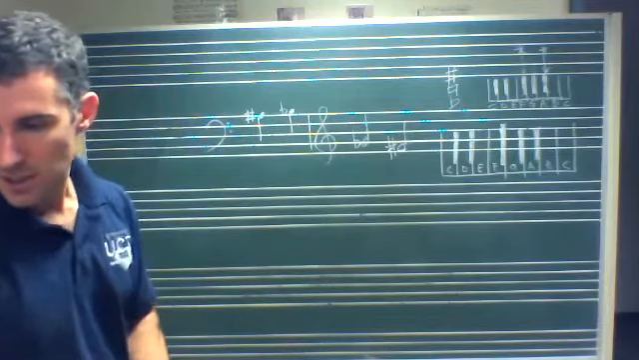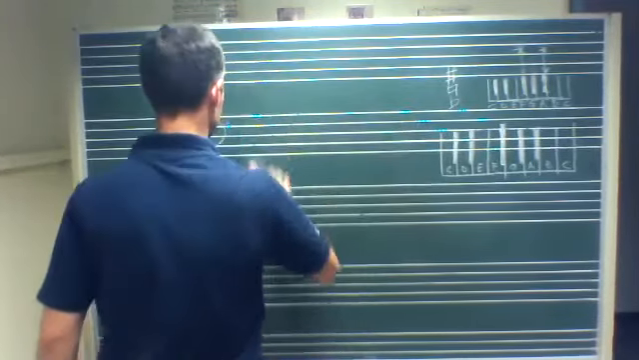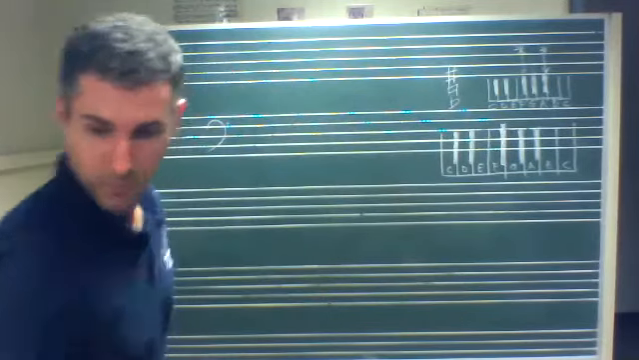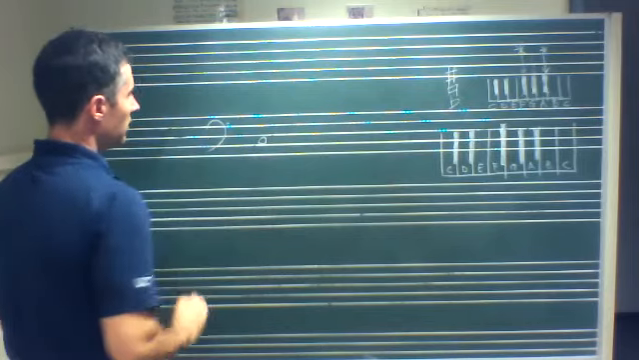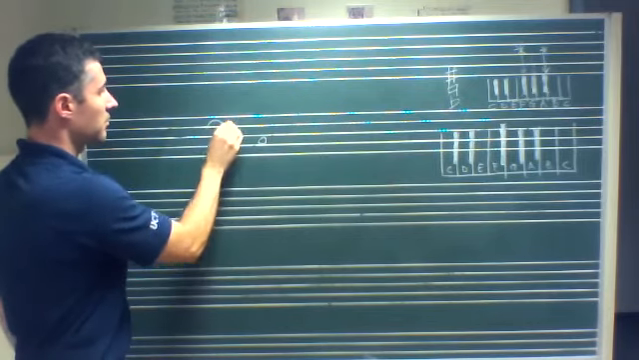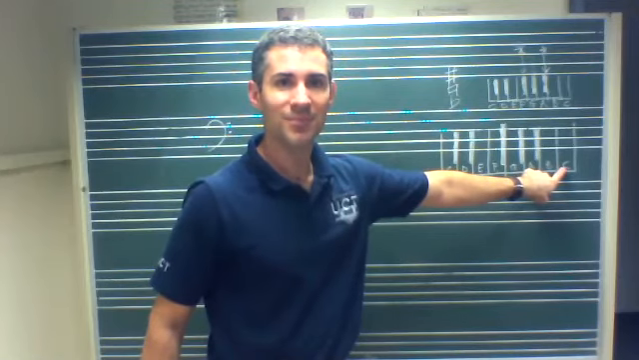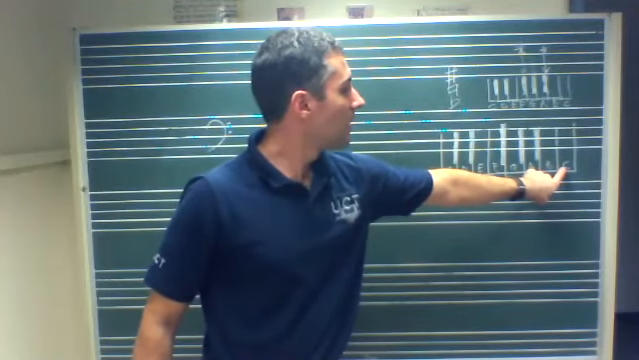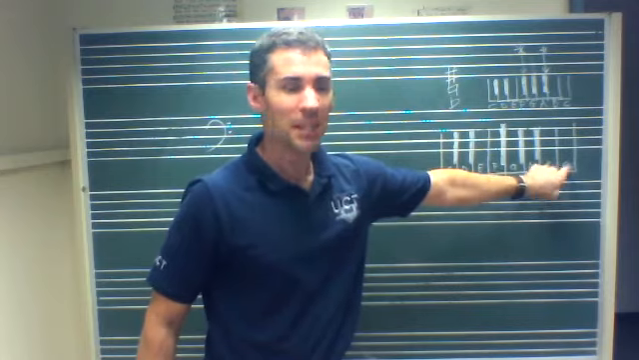Right, now let's do this next one. This one is a bit of a trick question. What note is this in the bass clef? C. Yes. There's C. There's no black note in between, is there?